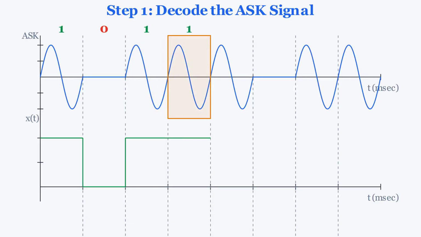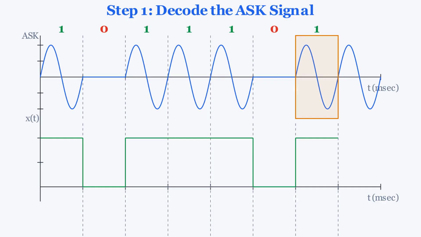From 2 to 5, we see 3 full cycles, 3 milliseconds in a row of carrier on, so bits 3, 4, and 5 are all 1s. From 5 to 6, flat again, bit 6 is a 0. And from 6 to 8, 2 more full cycles. Bits 7 and 8 are both 1s. The bit pattern is 1 0 1 1 1 0 1 1, 8 bits in 8 milliseconds.